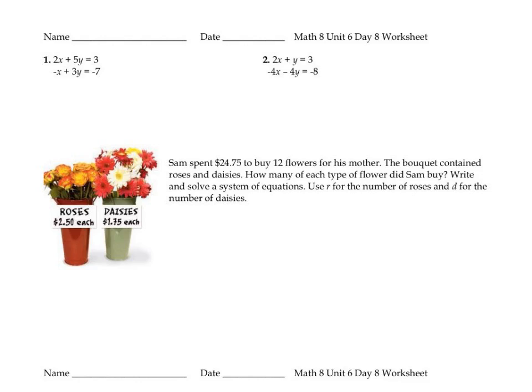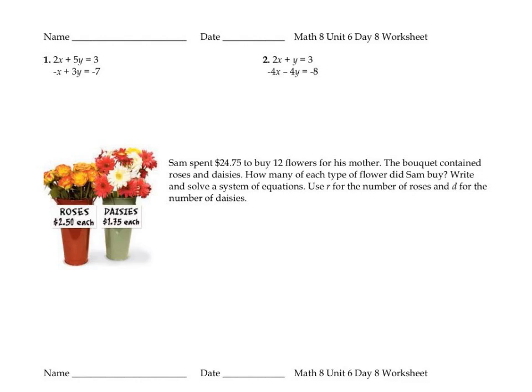So it says, Sam spent $24.75 to buy 12 flowers for her mother. The bouquet contained roses and daisies. How many of each type of flower did Sam buy? Write and solve a system of equations. Use R for the number of roses and D for the number of daisies.